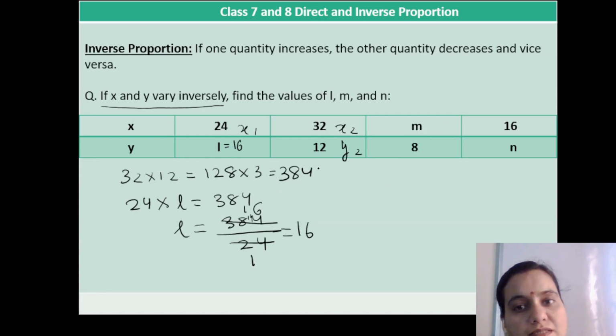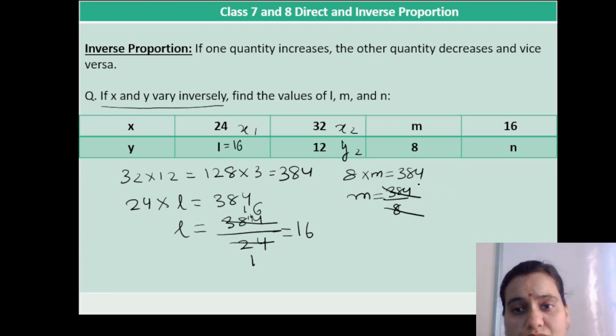Similarly, we can use the same equation and find out the value of M. 8 into M will be equal to 384. Definitely the constant remains the same. So 384 divided by 8 will be how much? 8 4s are 32. So 38 minus 32 is 6. So 6 comes here, 64. 8 8s are 64. So M's value will be equal to 48.